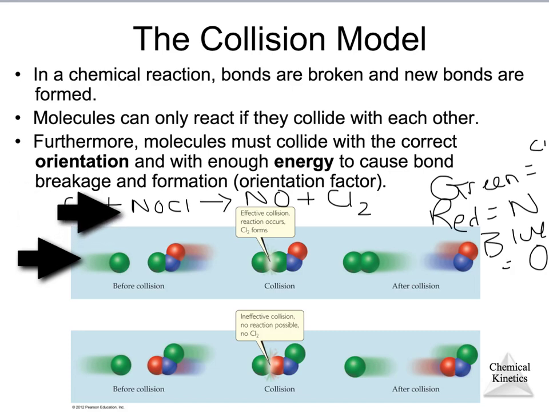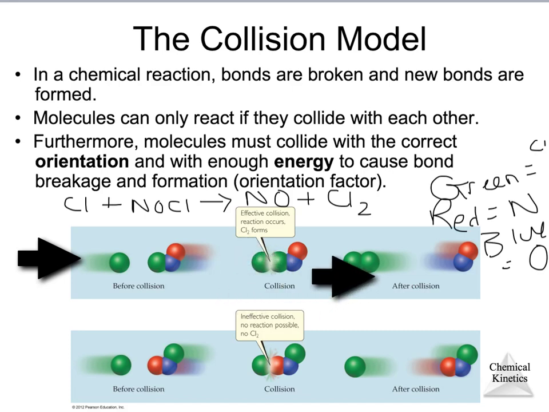So we have a chlorine plus NOCl should react to form NO plus Cl2. That's our goal, is to see those products. So ultimately, here's my chlorine atom, and I want that chlorine atom to react with or collide with another chlorine atom, or at least another chlorine that would be attached to that molecule. So in this case, it happens. There's an effective collision because this chlorine has now collided in a proper orientation with this chlorine.